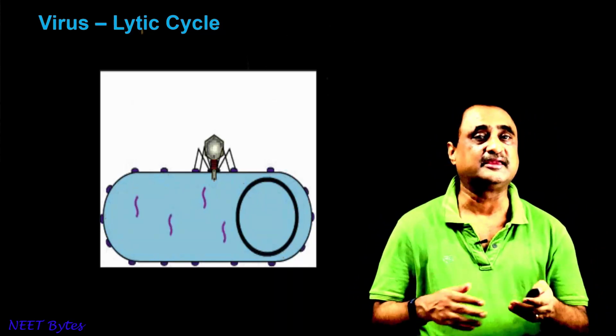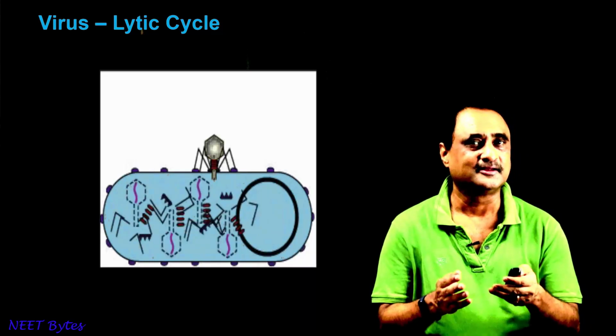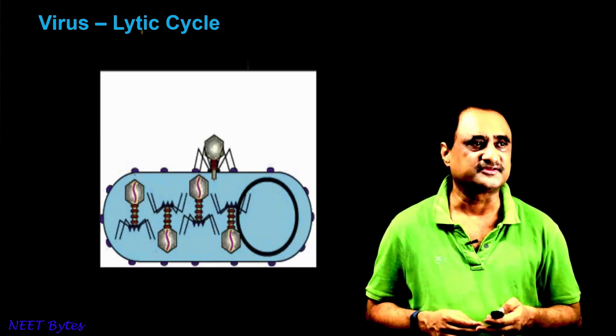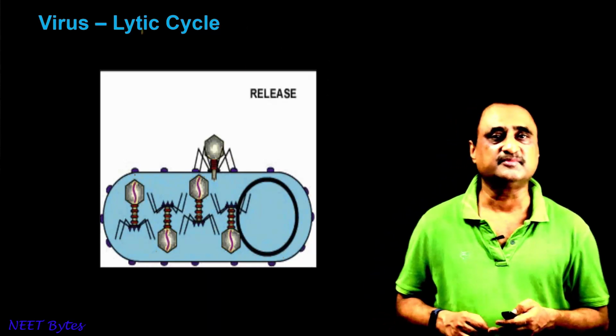It will start making its own copy. You can see there, more than one type of DNA forms. So viral DNA is being synthesized. Then the virus gets assembled. And once the virus gets assembled, what happens?